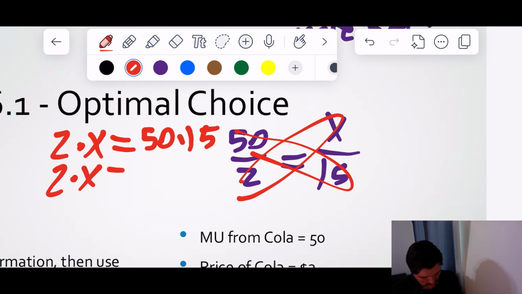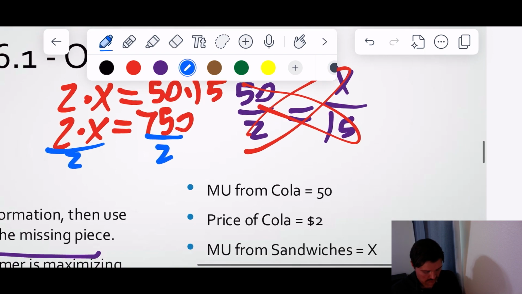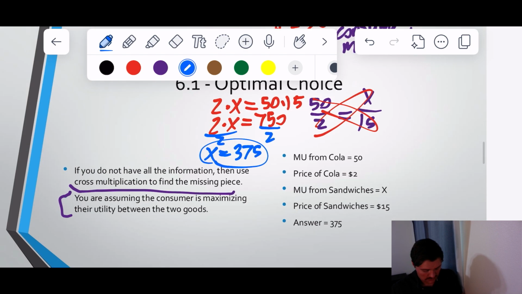Doing this in your calculator, you end up with 2 times x equals 750. To get x by itself, you're just going to divide by 2. You're doing the opposite of what's happening. So then x equals 375. So if you do not have something, you can use cross multiplication to figure it out. All right.